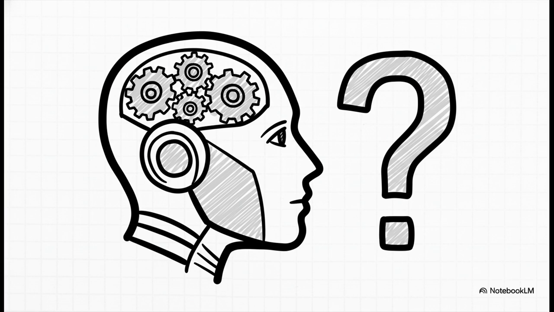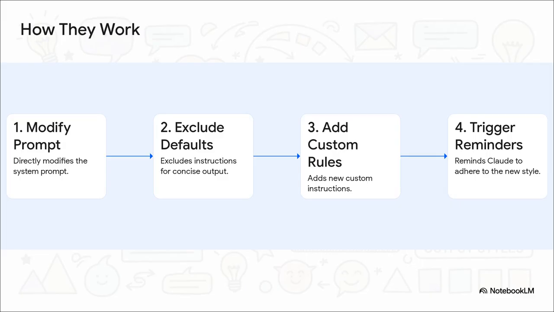That all sounds pretty awesome in theory, right? But how does it actually work? What's really happening behind the curtain when you decide to switch from one style to another? Well, the process is actually pretty slick. First, it goes right in and modifies that core system prompt. Then, it cleverly strips out some of the default rules, like the one that tells Claude to always be super concise. After that, it injects your new custom instructions. And to top it all off, it even sets up little reminders for Claude to make sure it stays in character. It's basically a full personality transplant.